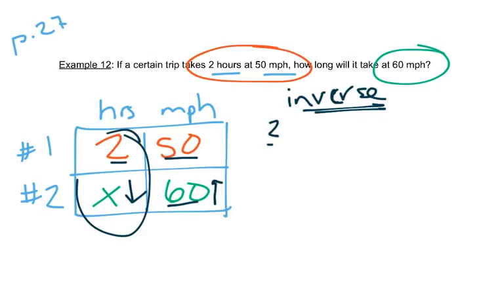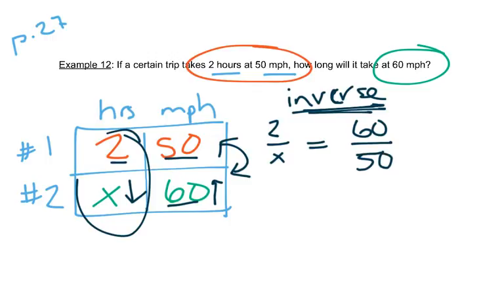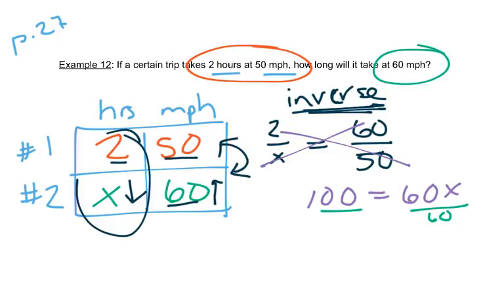This first part we leave just the same, but because it's an inverse, we have to change the second part. We have to flip it over. So we'll put 60 over 50 instead of 50 over 60. Then we'll cross multiply. 2 times 50 is 100. And 60 times x is 60x. We'll divide by 60. And that gives us 1.666 repeating. Now we're not going to leave our answer like that.